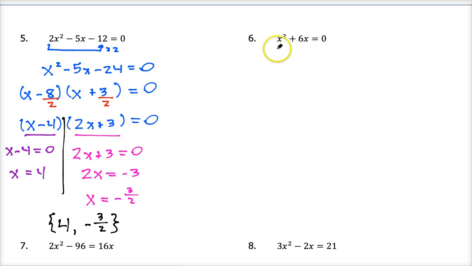For number 6, x squared plus 6x equals 0. So we're set equal to 0 already. On the left side, though, we have a binomial, not a trinomial.